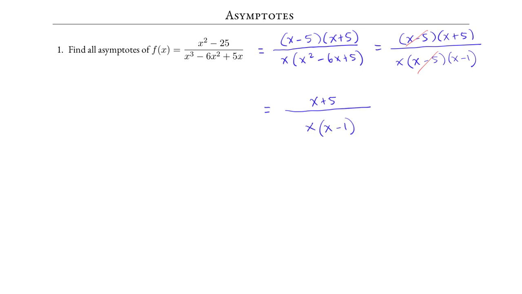We cannot cancel anything further, so we can say that the vertical asymptotes are where the denominator is 0: x equals 0 and x equals 1.